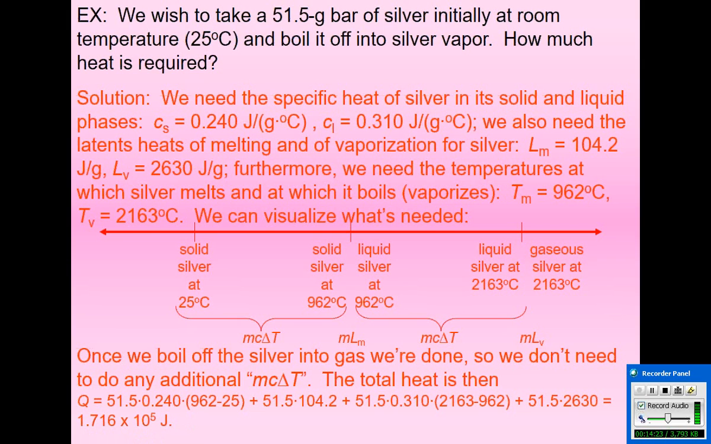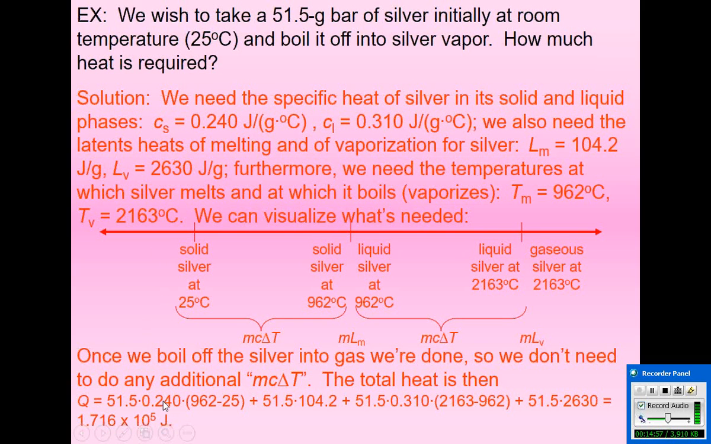So if you look at the little graphic there, we start with solid silver at 25 degrees Celsius. We add heat until we get solid silver at 962 degrees Celsius. We then add heat until we get liquid silver at 962 degrees Celsius. We keep adding heat until we have liquid silver at 2,163 degrees Celsius. And then finally, we add heat so that we can boil it into gaseous silver at 2,163 degrees Celsius. And that would answer the question being asked, how much heat is required to boil it off into silver vapor.